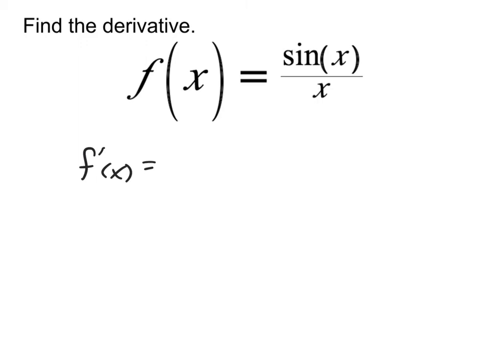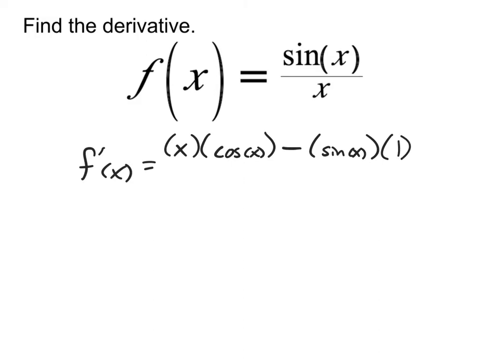So then, quotient rule, low d high, so that's going to be x times the derivative of sine of x. What is the derivative of sine? Cosine, positive cosine. All right, then it's quotient rule, so it's a minus. And then it's going to be high d low. So that's going to be just sine of x times the derivative of x, which of course is 1. And then that's all over the square of what's below. So that's going to be all over x squared.